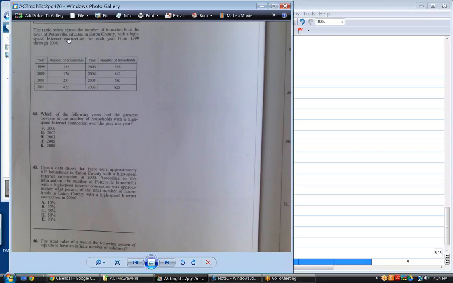Notice what the title says. This is the town of Potterville only, situated in Eaton County. So the very first thing that's surprising about question 45 is the fact that it talks about Eaton County, not Potterville. Notice that the figure for 2000 in my table is 176, and they're telling me 652. So automatically that should alert you to the fact that Eaton County is not what's being shown in this table. This table is Potterville.